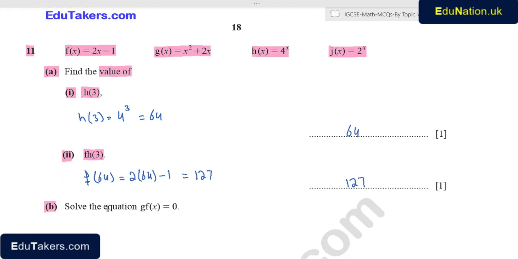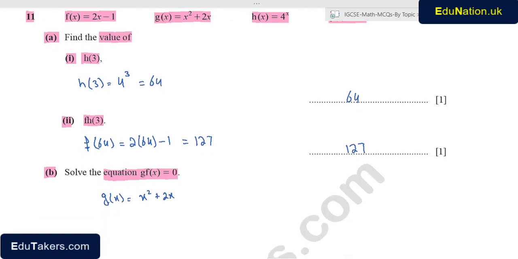Part B is solve the equation g f of x is equal to 0. g of x is x square plus 2x, and g f of x is equal to, f of x is 2x minus 1. So (2x minus 1) square plus 2 into (2x minus 1).